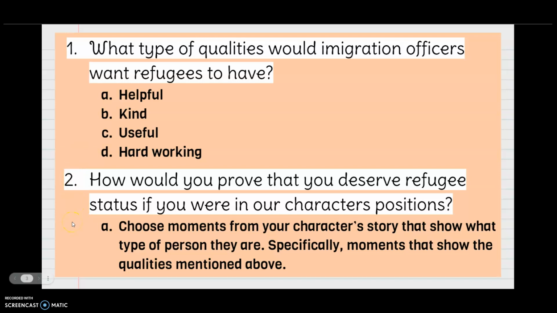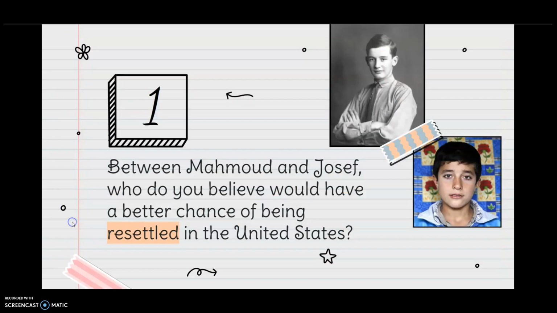Number 2, how would you prove that you deserve refugee status if you were in our character's position? This is the evidence piece. You're thinking about moments from your character's story that show what type of person they are, specifically moments that show the qualities I mentioned above. For example, how does Isabel prove that she is a kind person in her story? Then you would find that page number and insert it into your assessment. I'm going to show you an example of that in a second. It might be a good idea to have your assessment open to follow along with these steps.